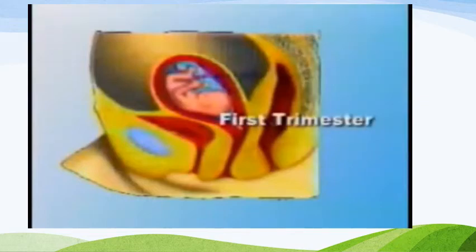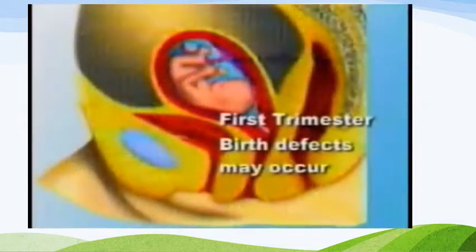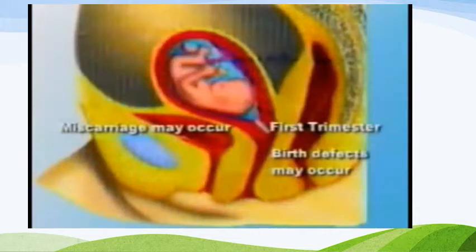In the first trimester, the embryo is still developing, and that is the time when birth defects may occur in response to drugs that the mother may be taking. They can have an effect on the developing fetus. Also, that's the point, the first trimester, that an early miscarriage may occur, and that occurs in about 20% of all pregnancies.